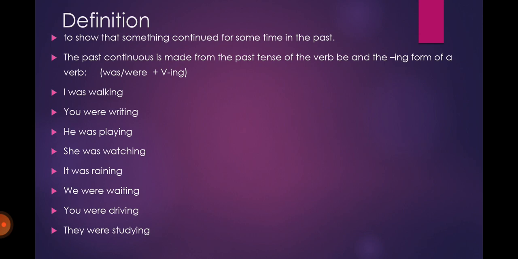The pronouns that come with this tense are the same as those that come with all other tenses, but the difference is in the auxiliary. So we have the following: I was walking, you were writing, he was playing, she was watching, it was raining, we were waiting, you were driving, they were studying.